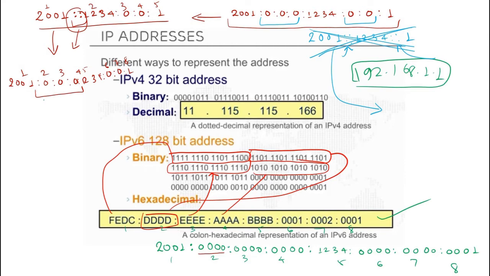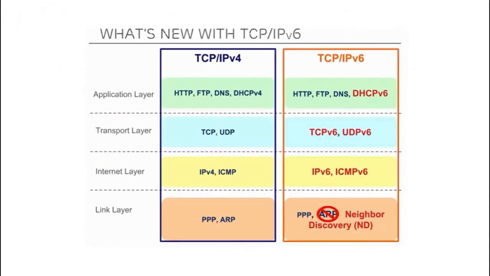So this is the right way. That's what we have written. How is this one? Because we have not used a double colon in this place, right? So we never use the double colon two times in an IPv6 address. That's fine. Let's move ahead.